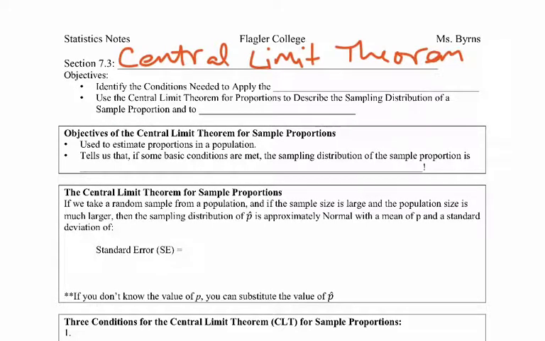So the objectives here: identify the conditions needed to apply the central limit theorem. So I'm going to abbreviate and call it CLT. Use the central limit theorem for proportions to describe the sampling distribution of a sample proportion and to find probabilities. So these are our two objectives.